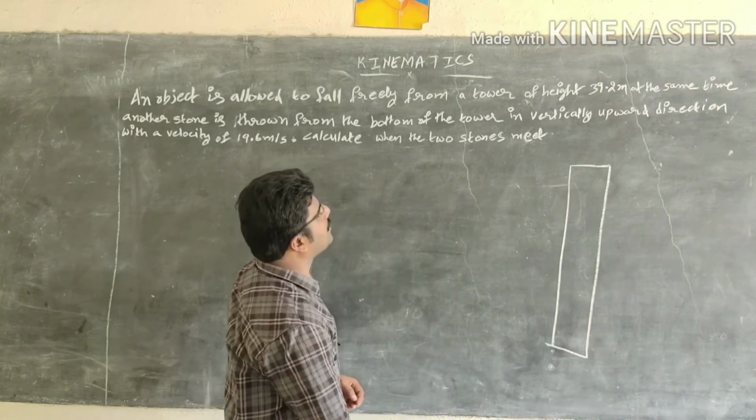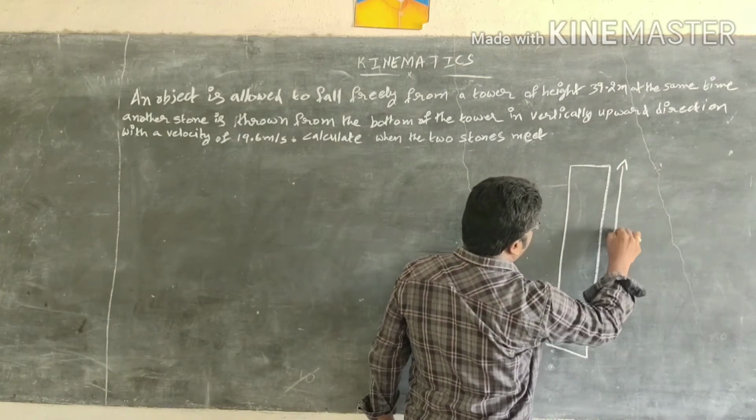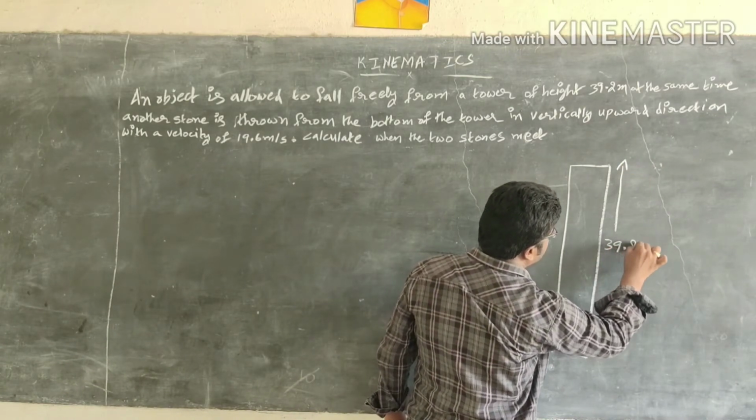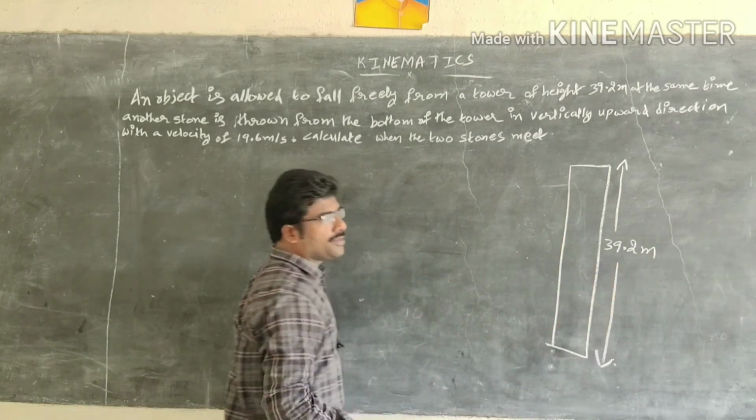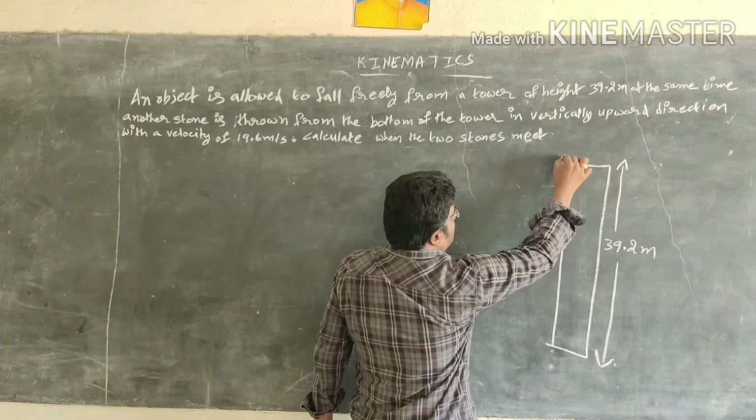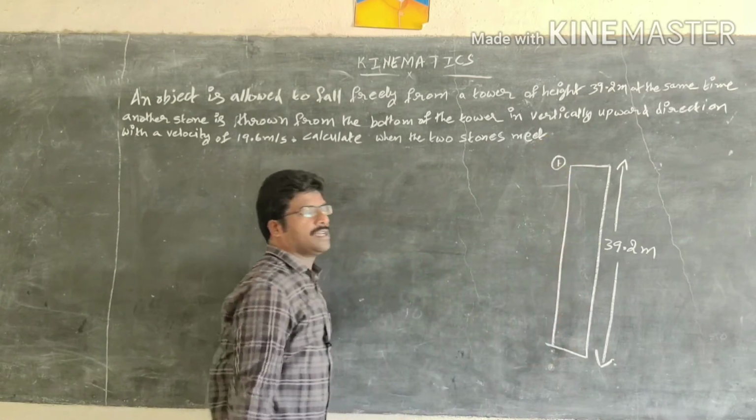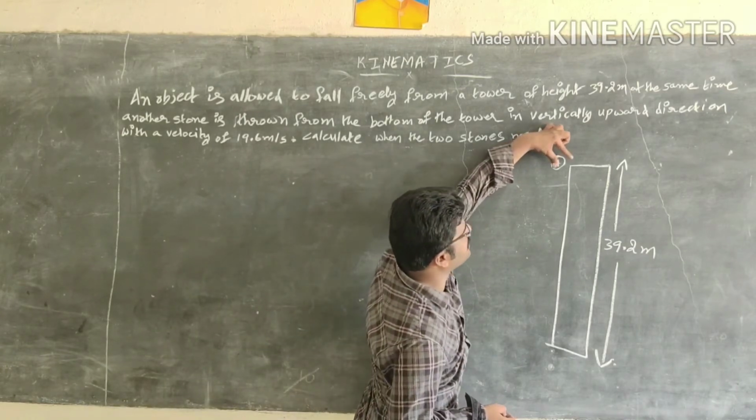Here the height of the tower is given as 39.2 meters. So, the entire tower height is 39.2 meters. Now, if you understand the problem, a stone is dropped from the top of the tower. Let us consider the dropped stone is number 1. It is released like this.